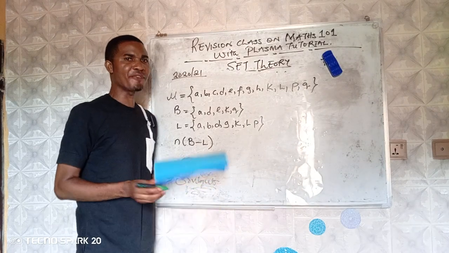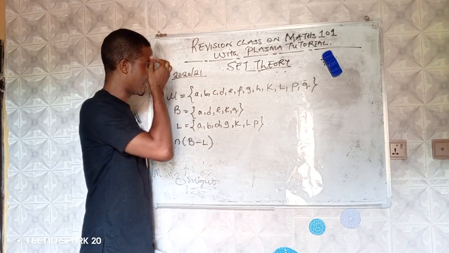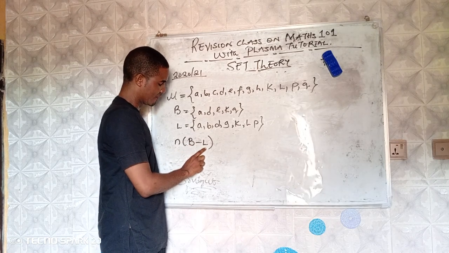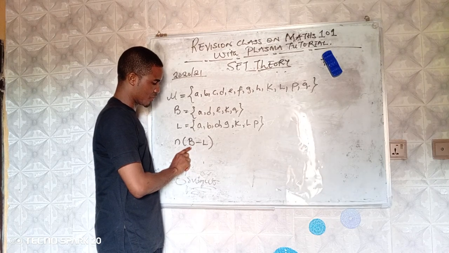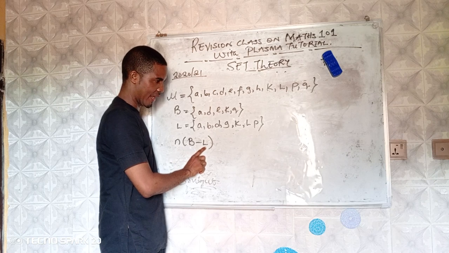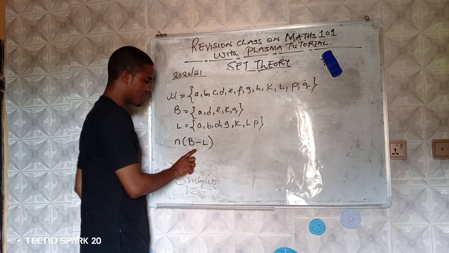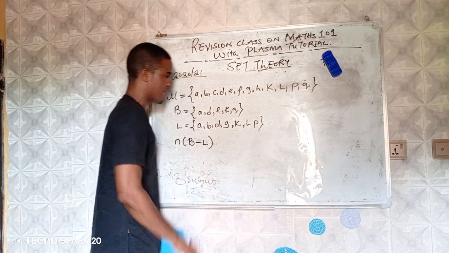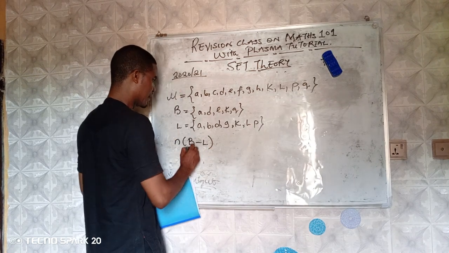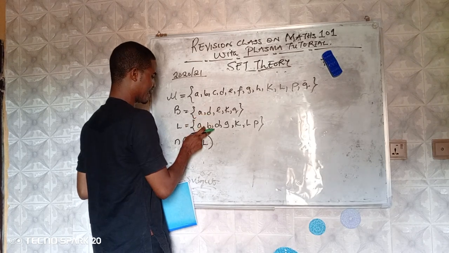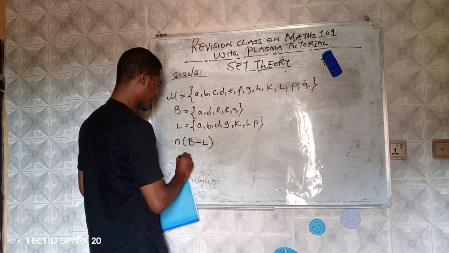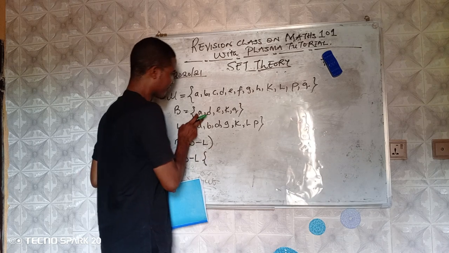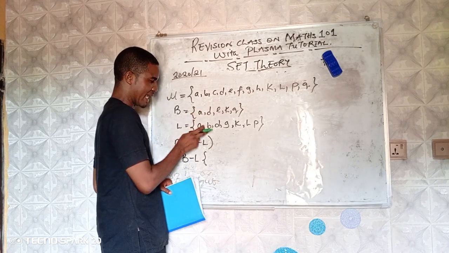Now, if you can remember, I said already that B minus L means B difference L. This is elements that belong to B, but they are not found in L. So first of all, I will get my B minus L. When I get them, then I'll find the cardinality. I believe you understand that. So this is B, this is L. So B minus L in the first place becomes elements that belong to B, but they are not found there.